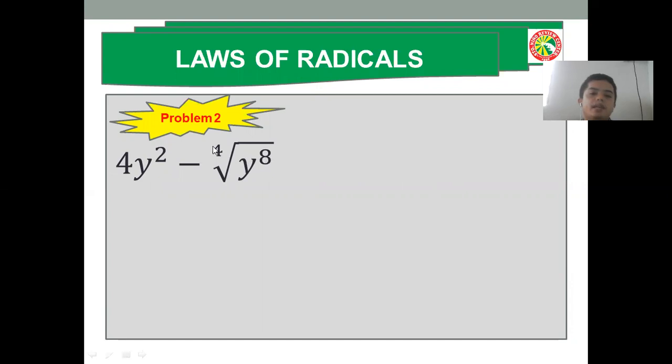So this can be divided. This is divisible by 4. So 8 divided by 4, that is y squared. So in this case, 4y squared minus 2y squared. Then there is no radical here. So all you have to do is to simplify mathematically.